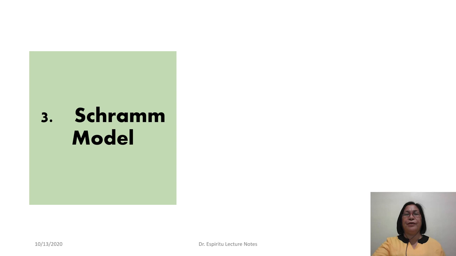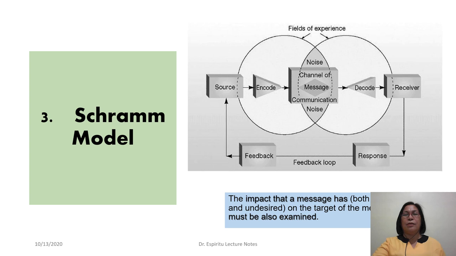Then we have the third, the SRAM model. This is where the impact of the message, both the desired and undesired effects on the target of the message, must also be examined. So the message itself is given importance, not only the sender and the receiver, and you're going to evaluate whether the message has been received as it is intended.